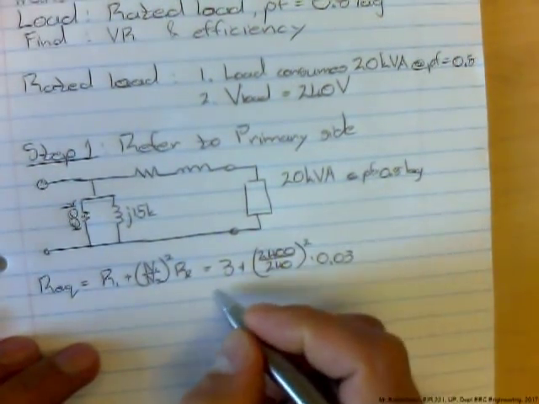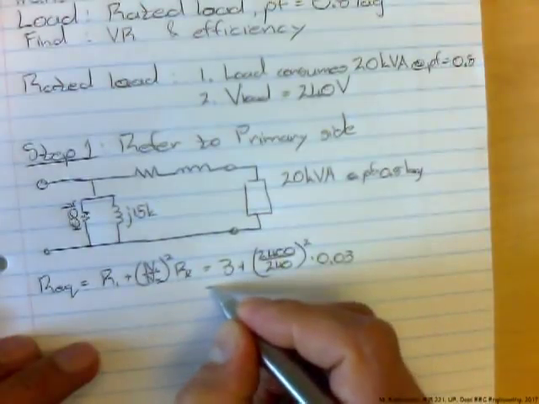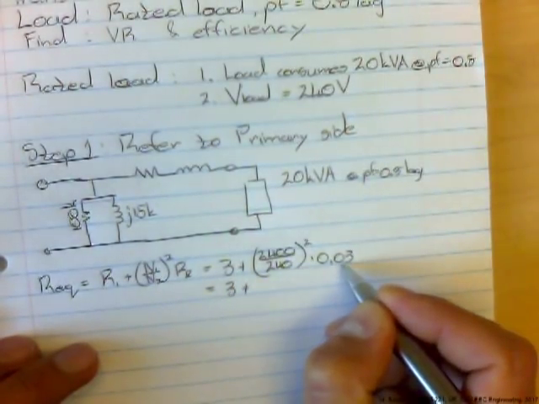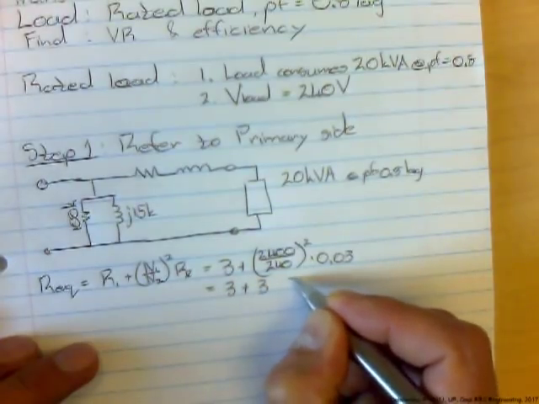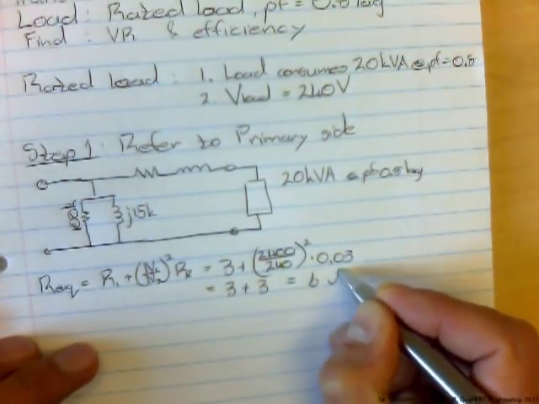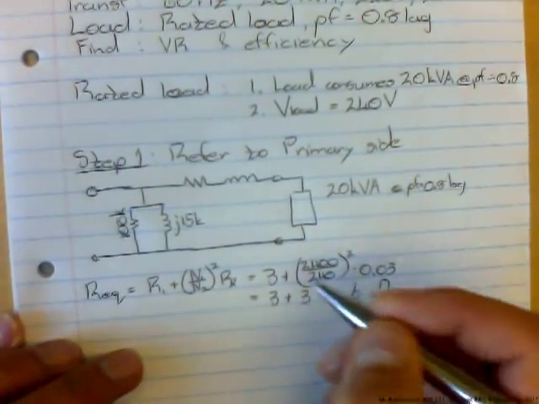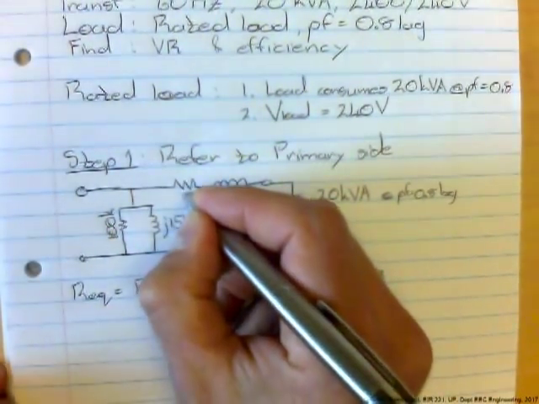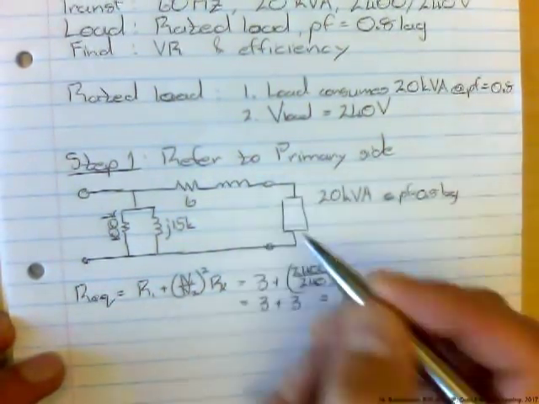So that is going to give us, if you remember, 3 plus 10 over 10 squared, which is 100, times the 0.03, which is another 3, equals 6 ohms for R equivalent. So now we can write on our circuit there, we can write our 6 ohms over there.